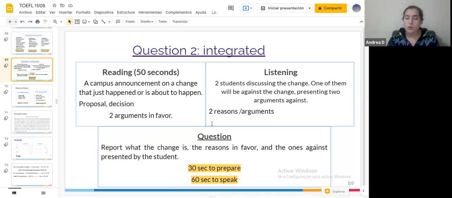So they will be like, well, I think that's a great idea, and I think it's going to work, and I love it. Or they could be like, well, I don't think that's really going to work. I don't think they have thought things through, so I don't really like the idea of what they want to do. And they will provide two other reasons.